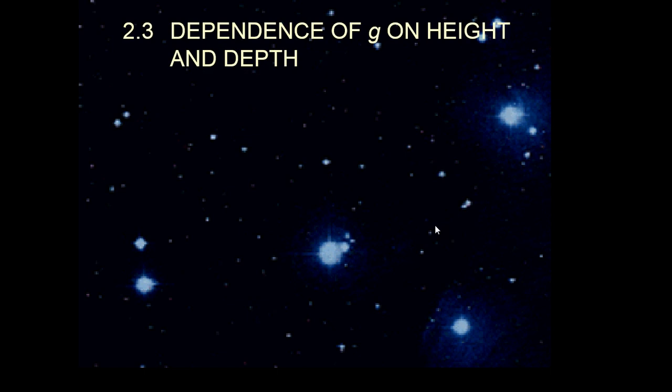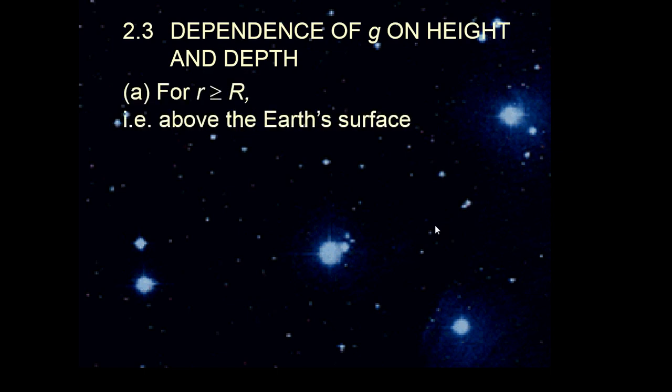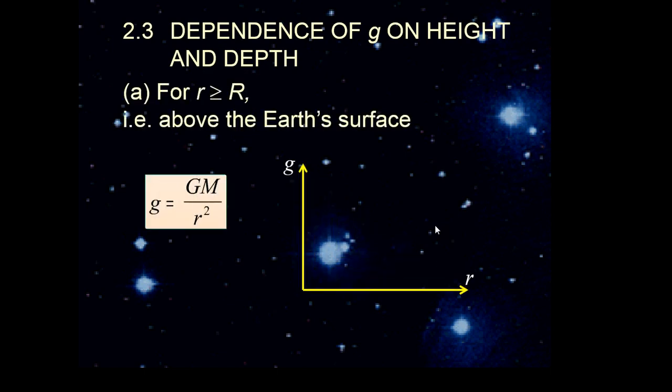Depth of G and height. So using this equation, we know that we can do this. For a radius of Earth R, capital R, it must be a 1 over r squared graph.